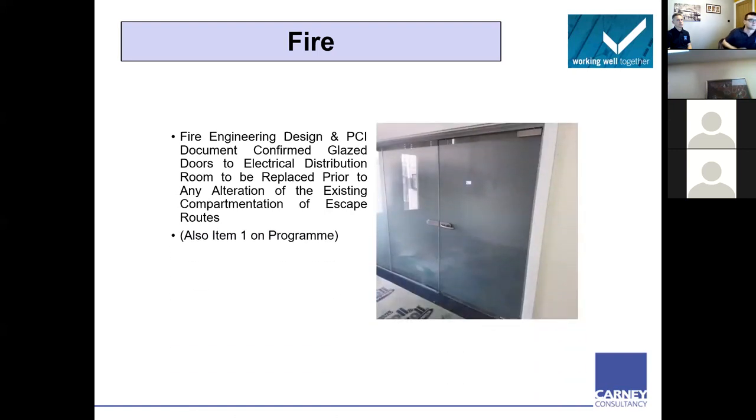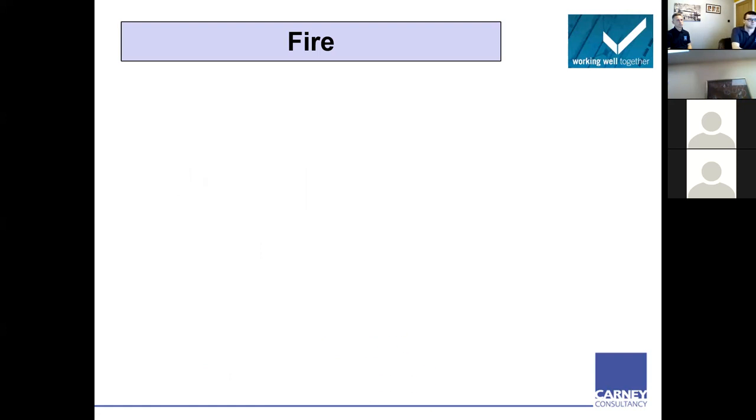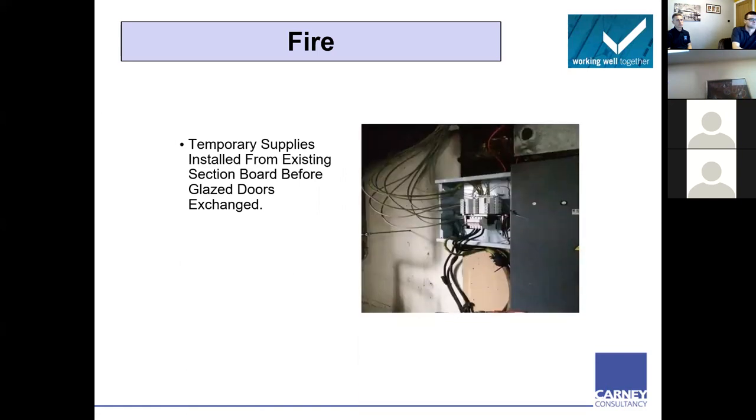Again, the PCI confirmed that glazed doors on the electrical distribution board must be replaced before any alterations. Item 1 on the programme, however, there were actually glass doors left. So what is the fire resistance of these glazed doors? Again, there isn't one. There were temporary supplies from an existing board behind the glazed doors, and the arcing occurred because when they were doing the work, they hadn't isolated it.